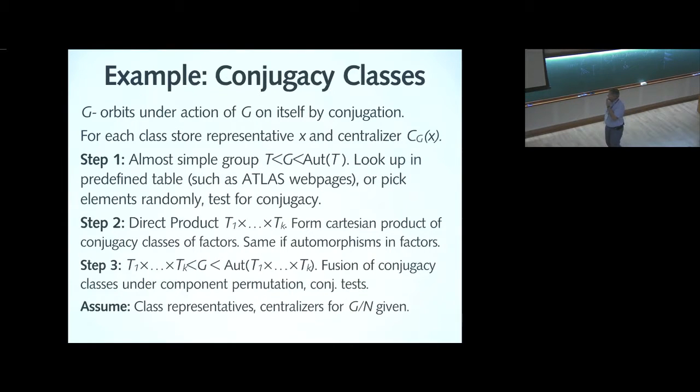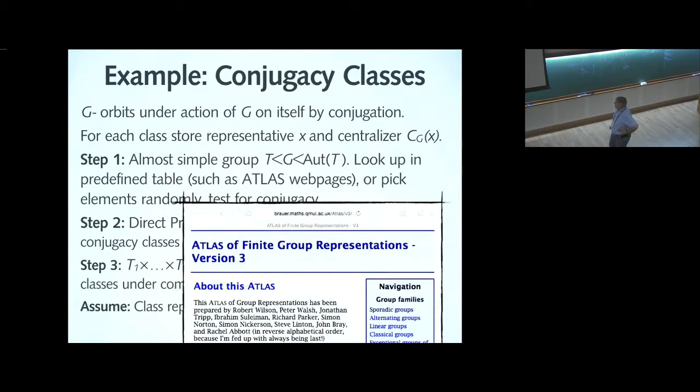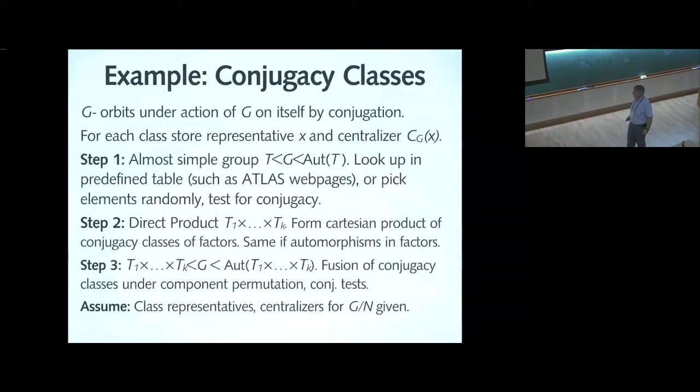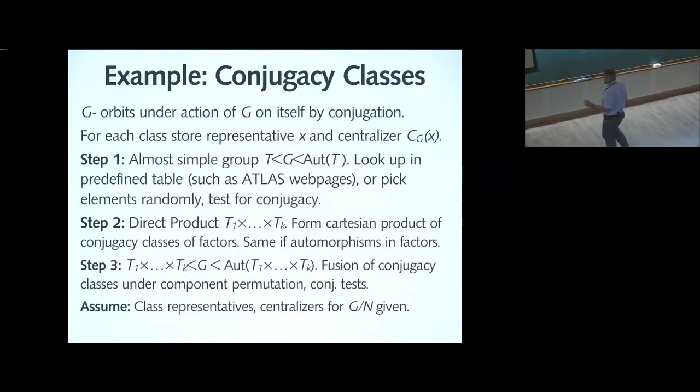So let's look at some examples, and the first example I want to look at is conjugacy classes of elements. These are orbits of the group under action on itself by conjugation. For every conjugacy class, I want a representative and the centralizer of the representative. So the first thing is I need the radical factor. So how can I get these? These are almost simple groups.